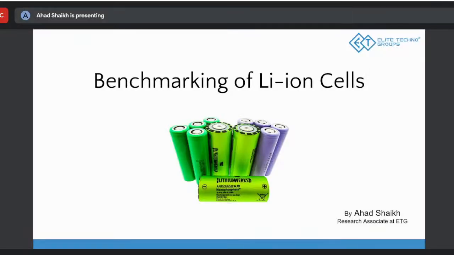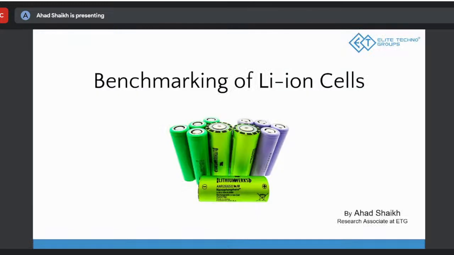Okay, so today's session will be about what exactly benchmarking is, what the different types of lithium-ion cells available are, and how we could get what exactly we require. So today we will be talking about that.